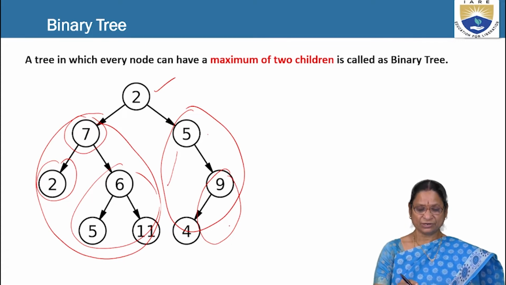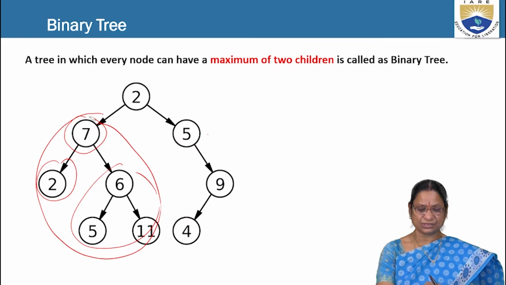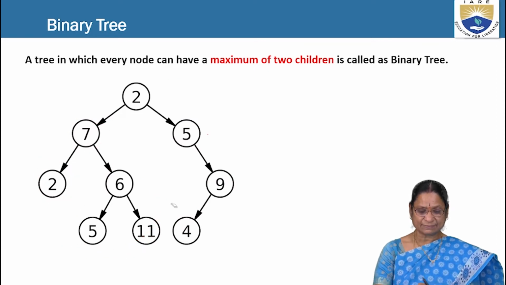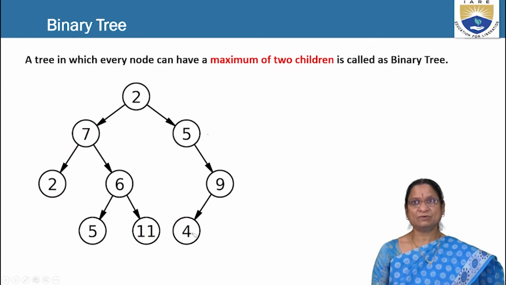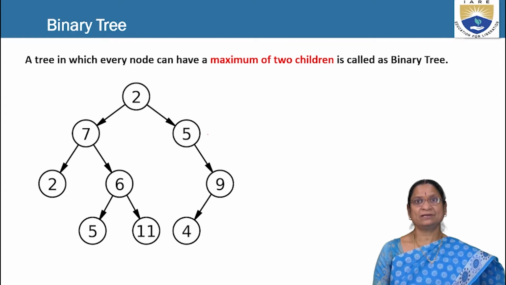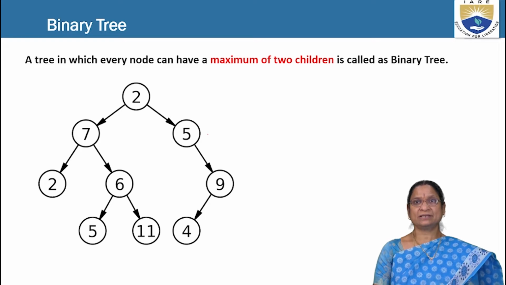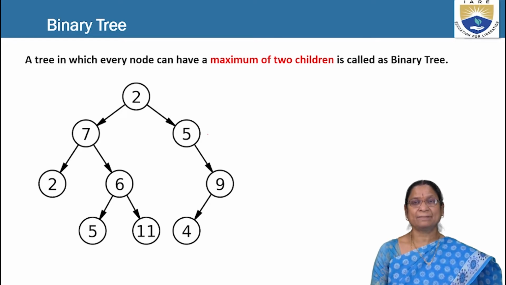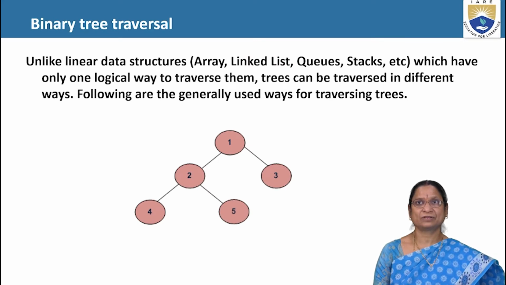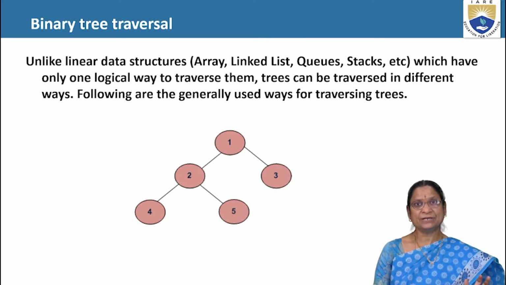So if you observe this tree, each node will have a maximum of 2 children. A maximum of 2 children means it may have 0, 1 or 2 children. That's why this is a binary tree. Representing or implementing such a binary tree in memory is a little easier compared with general trees or other n-ary trees. Various operations can be performed on a binary tree.